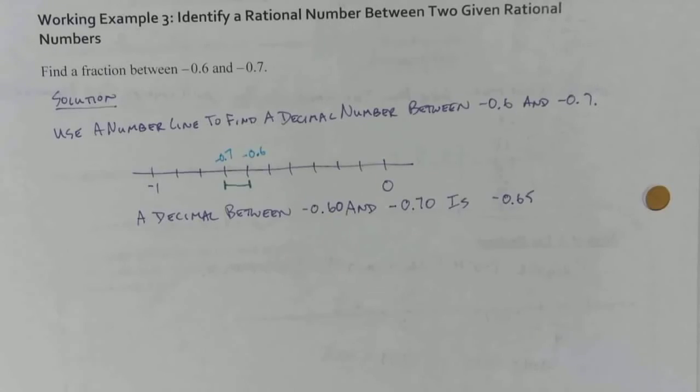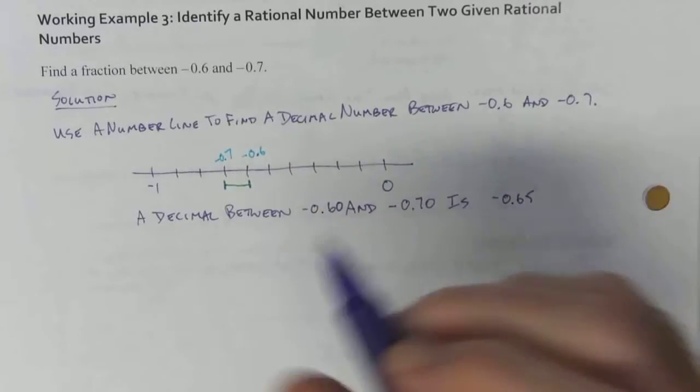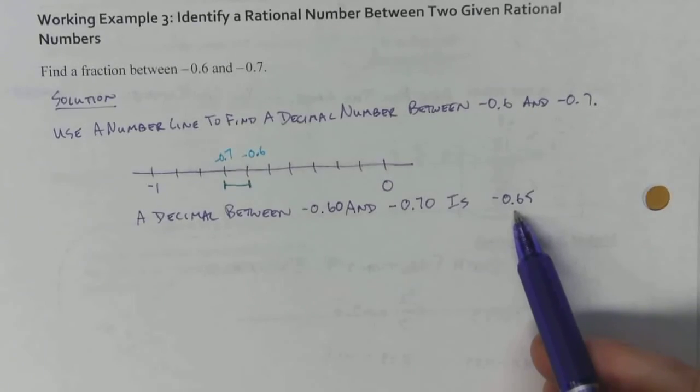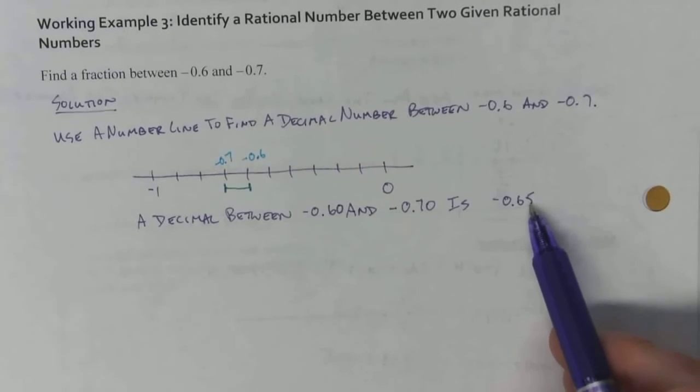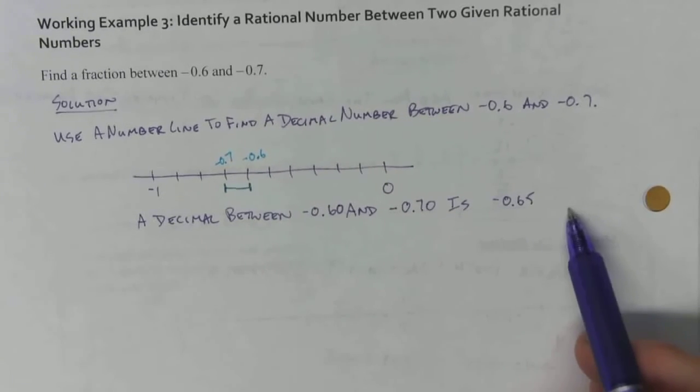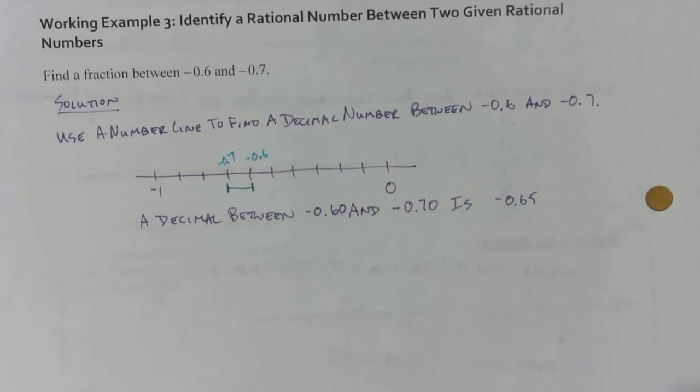Now we can take this a little further. So it could be 0.61, could be 0.62, 0.63, 4, 5, 6, 7, 0.69, doesn't matter. As long as that 6 is there, anything added after here that isn't a 0 will make it between the two numbers.